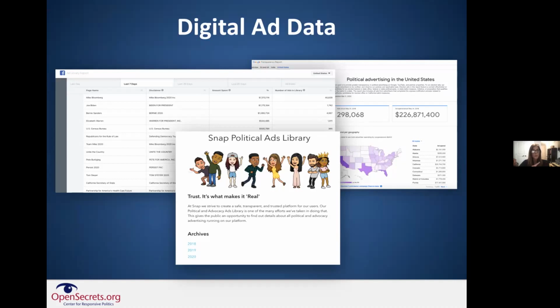We also internally have Reddit, Snapchat, and an archive of Twitter. Twitter shut down their online ads in 2019, but we do have an archive of that that's fully searchable internally. So feel free to reach out if there's any of that that's something that you're looking for.